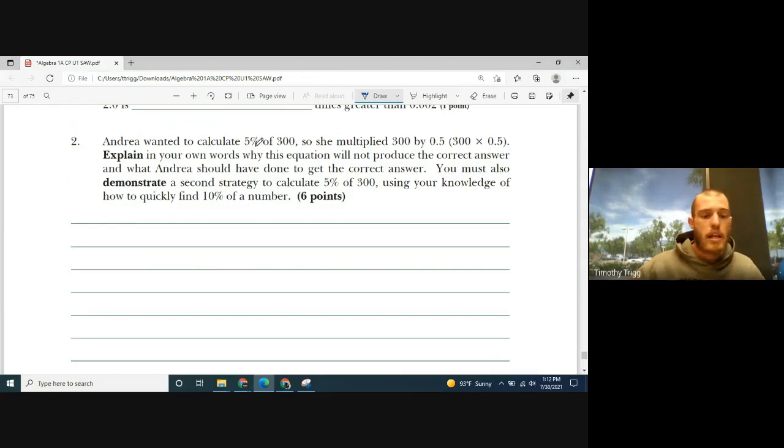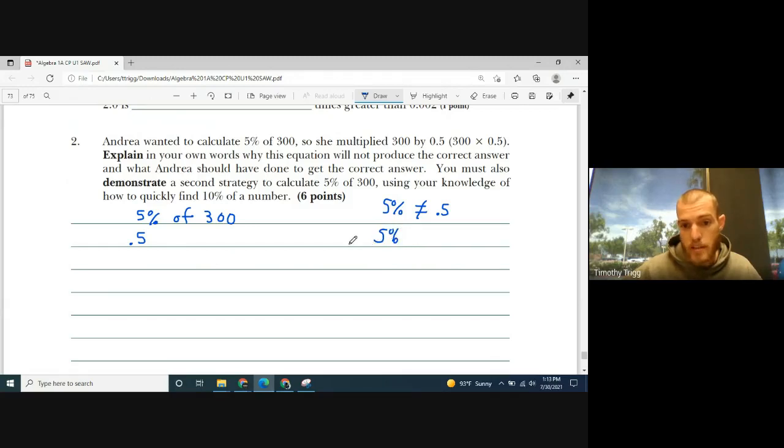Okay, well, she tried to do 5% of 300. Now, her problem was she changed 5% to 0.5. This is wrong because 5% does not equal 0.5. These are not equal, okay? To change a percent to a decimal, what you do is you move the decimal over twice. So actually 5%, if you move the decimal twice and turn it into a decimal, equals 0.05. So notice that 0.05 is equal to 5%.